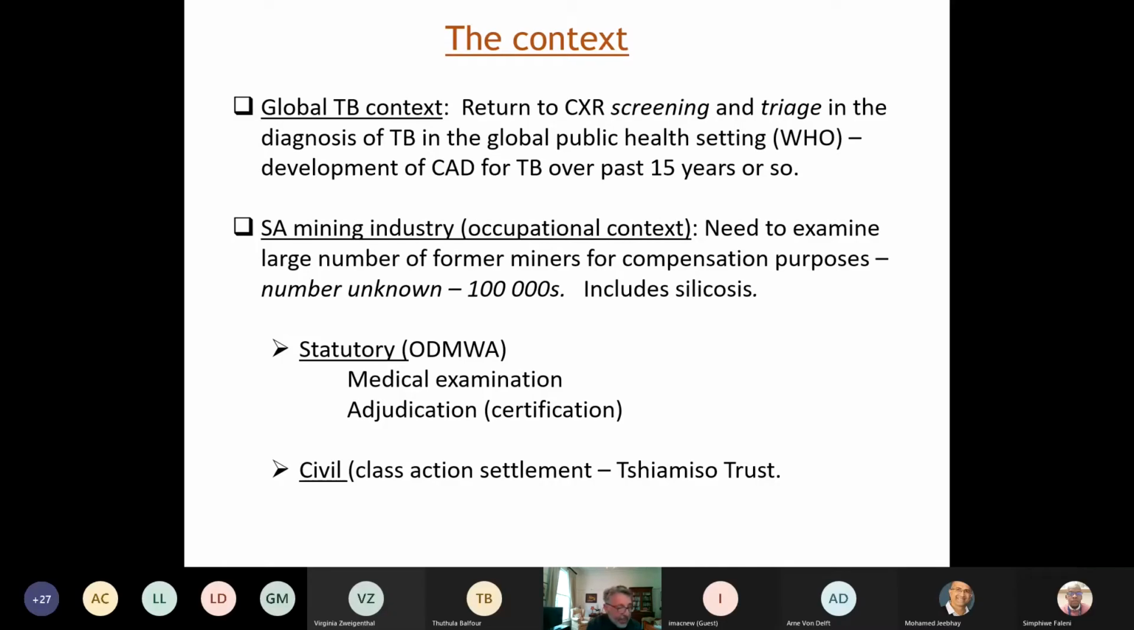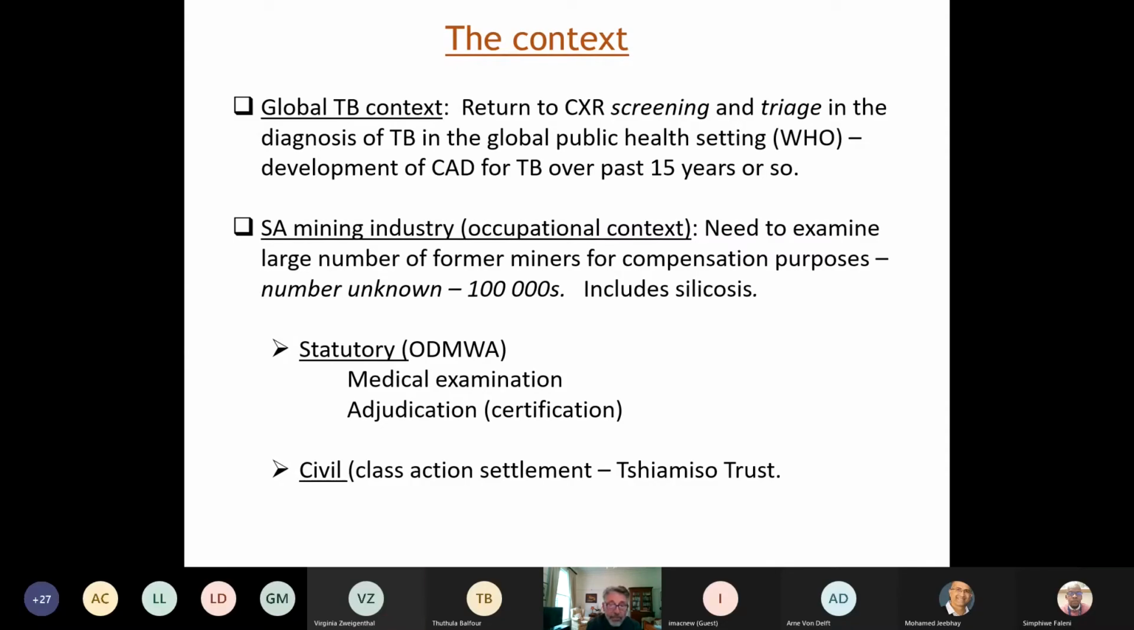Screening is the X-raying of an unselected population, irrespective of presentation with symptoms or not. We would call that active screening, I think, in public health. And triage is the examination or the screening of people who have presented themselves or been referred with symptoms or other indication. And we would call that passive screening. The South African mining industry occupational context, I've already explained.